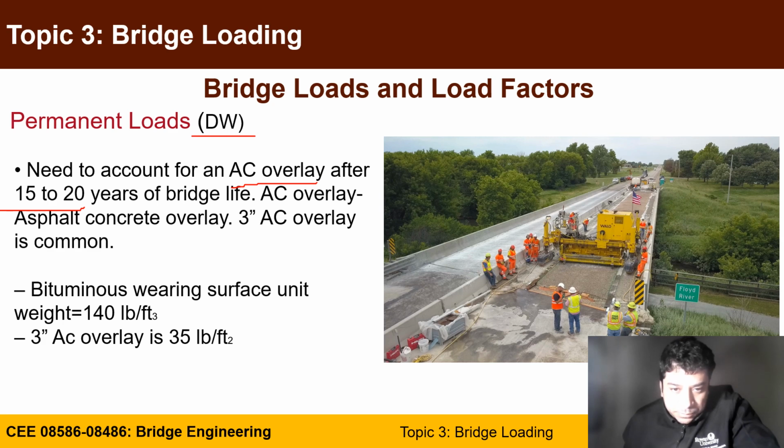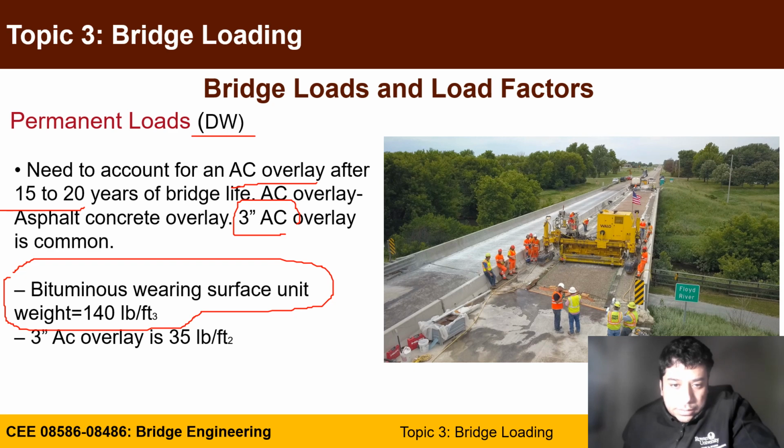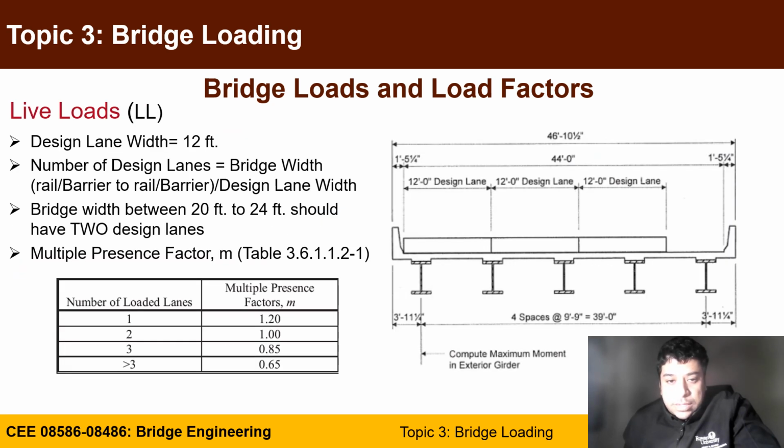Oftentimes they are 3-inch depth, and the unit weight of bituminous wearing surfaces is 140. If you take a 3-inch thickness of asphalt concrete, it is always going to give you 35 pounds per square foot. So this is actually summing the dead loads.